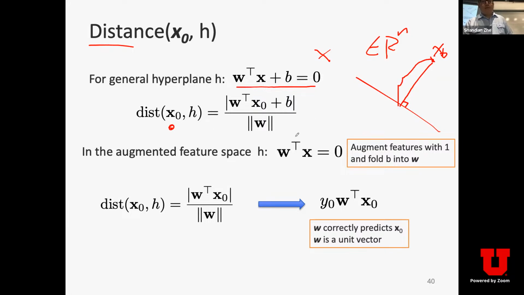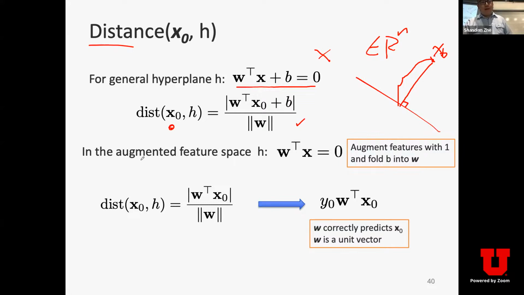So the formula is as follows. We just evaluate the left-hand side of this equation at x0, take the absolute value, then divide by the norm of the weight vector W. Again, if you're interested, you can try to prove this. The proof is not hard. I just ask you to recall your memory from a long time ago.